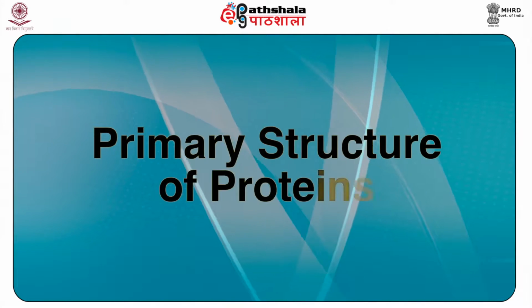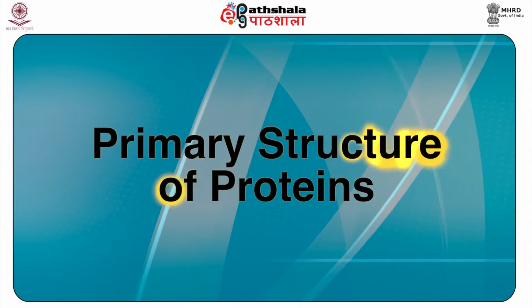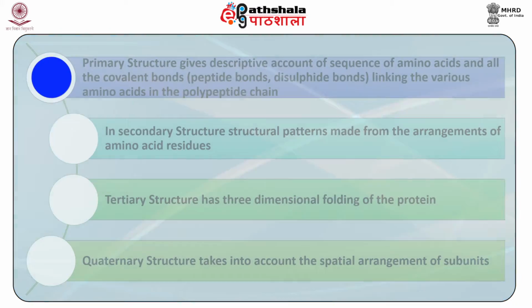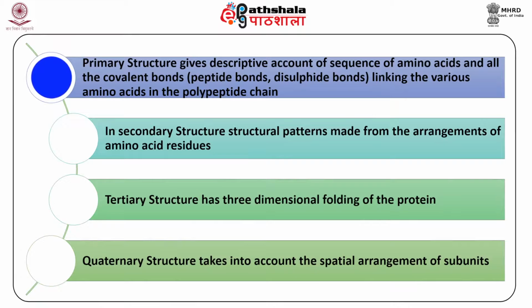So, coming to the first level of protein structure, it is called the primary structure of proteins. Primary structure basically gives you a descriptive account of the sequence of amino acids and all the covalent bonds, let it be peptide bonds or disulfide bonds, linking the various amino acids in the polypeptide chain.